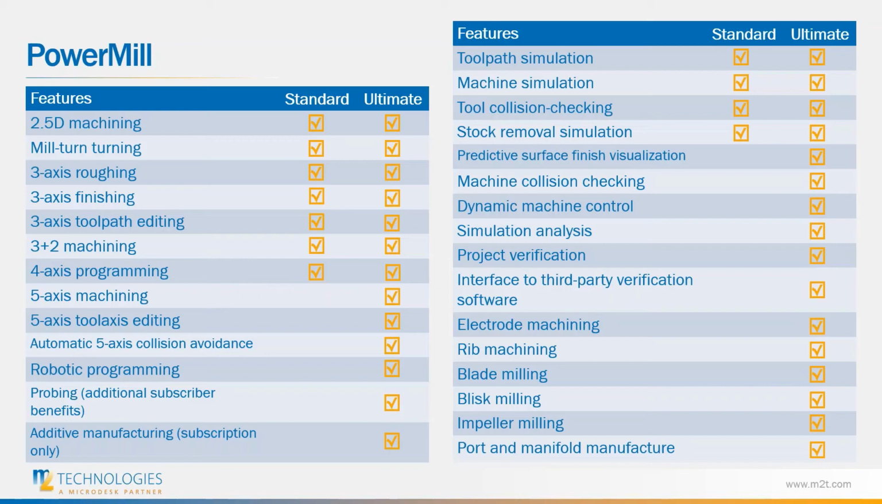Now we have our comparison between the standard and the ultimate versions. As you can see with the standard, you actually get all the way up through 3-axis milling, 3+2-axis milling, and 4-axis milling. The included benefits of the ultimate really come within the 5-axis milling space, as well as additional power tools such as creating those electrodes, machine collision checking, dynamic machine control, simulation analysis, and the blade, blisk, and impeller milling.